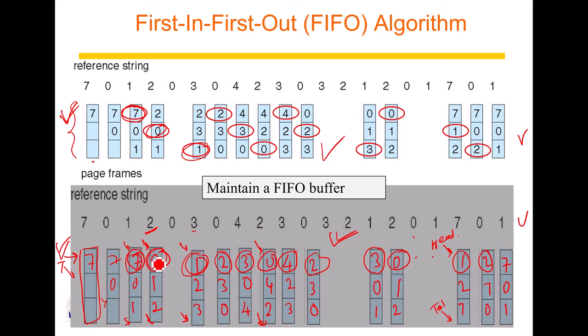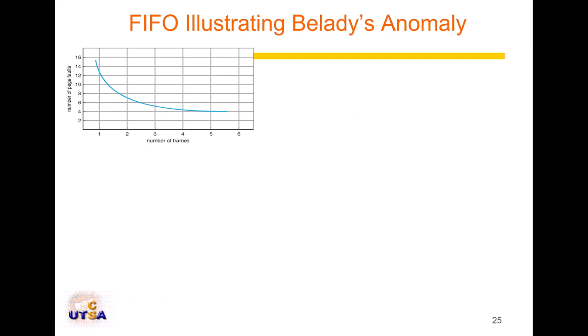And here again, 1, 2, 3, 4, 5, 6, 7, 8, 9, 10, 11, 12. So we got 12 page faults under that algorithm with that string. Okay, so let's also briefly say a few words about something called Belady's anomaly.